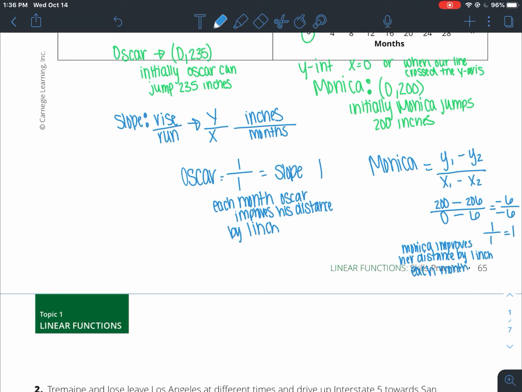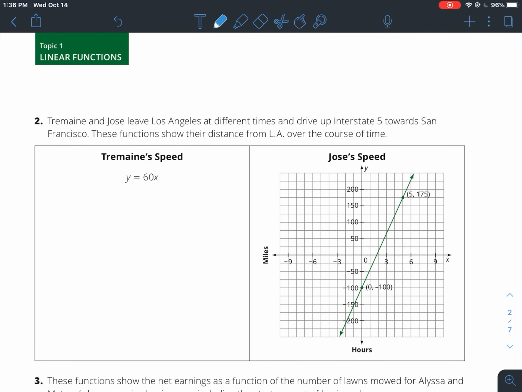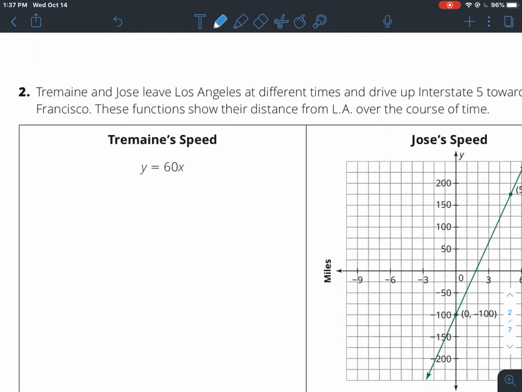And then let's try number 2. Tremaine and Jose leave Los Angeles at different times and drive up Interstate 5 towards San Francisco. These functions show their distance from LA over the course of time. So Tremaine's speed is given as an equation, and Jose's speed is given in a graph. So again, we'll find the y-intercept and slope for each of them, and then we'll explain in the context.